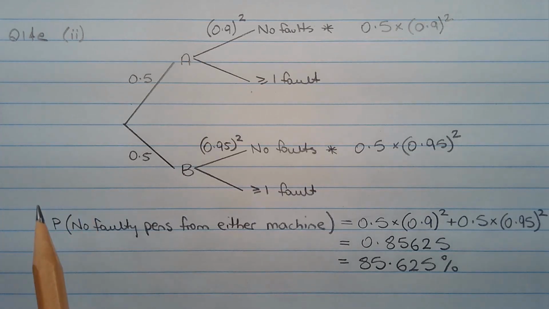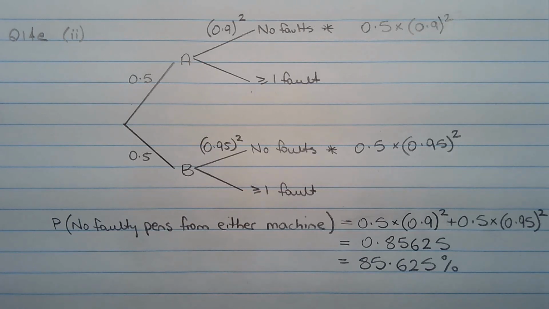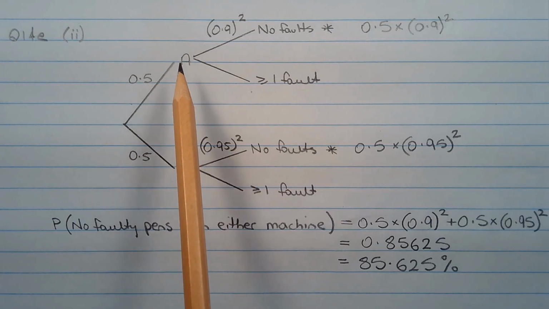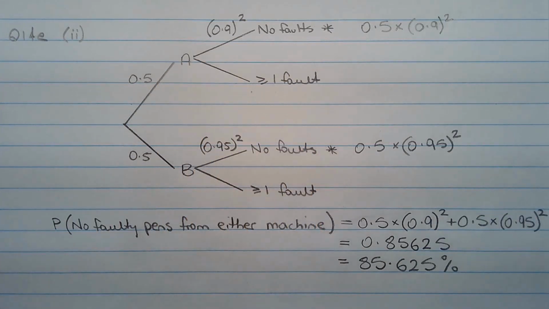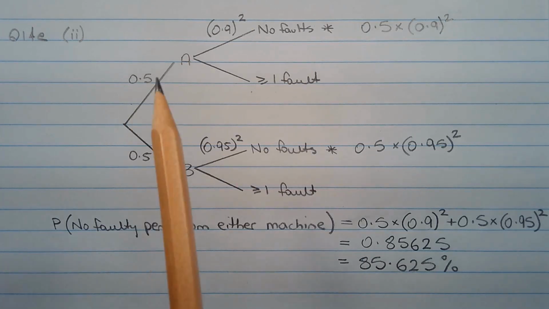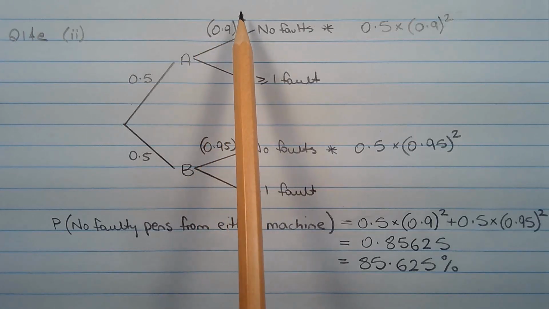Firstly, there is a 50% chance of choosing machine A or machine B, assuming it's a fair coin, of course. Now, I've represented these probabilities as a decimal, so 0.5 chance of choosing A or a 0.5 chance of choosing B. Let's say we've chosen machine A. Now, there is a 10% chance that a pen chosen is faulty, but we want the probability that two pens chosen from machine A are not faulty. So it's going to be 0.9 times 0.9 or 0.9 squared.